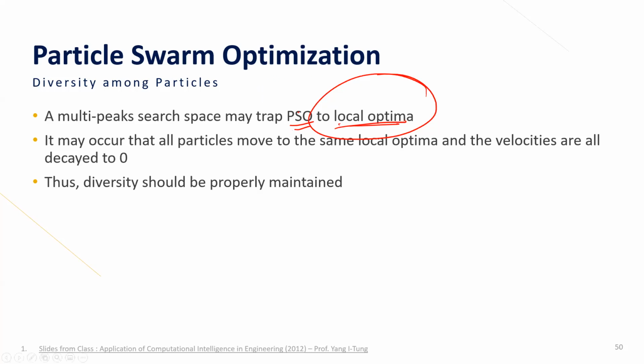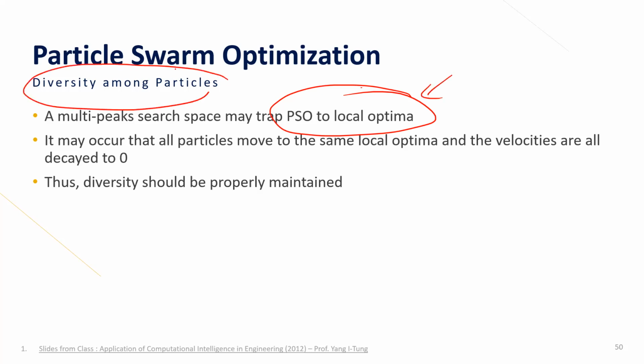Metaheuristics try to avoid this at all costs, because being trapped in a local optimum will make your result so bad. Sometimes it is even worse than the problem-specific heuristics, which are normally worse than the metaheuristic approach. So in order to reduce these problems, you can use a strategy called diversity among particles.